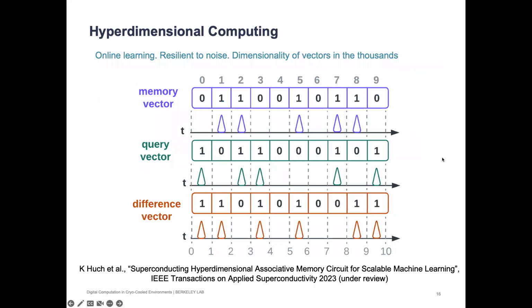Another interesting project, this one is led by Kylie. This is now trying to implement machine learning using RSFQ and some of the principles that we talked about, race logic and pulse strips. This one is based on hyperdimensional computing. Not going to go into all the details, but the basic idea is that it represents elements as really long vectors.